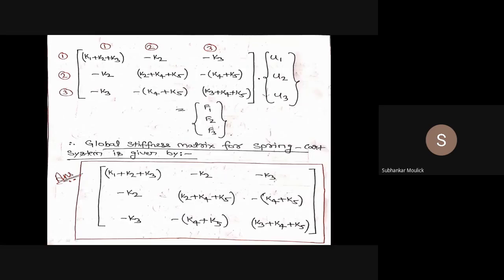So the order of this stiffness matrix will be a 3 cross 3 matrix. That means 3 rows, 3 columns. The first row represents the first node, the second row of the matrix represents the second node, the third row of the matrix represents the third node. Similarly, the first, second and third columns represent that particular node in the given element. Fine. So this is for first node, this is for second node, this is for third node. So I have written 1, 2, 3, 1, 2, 3.